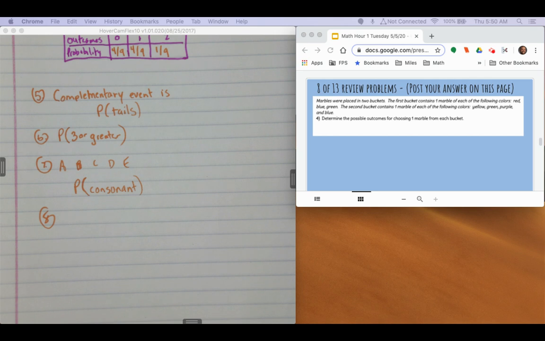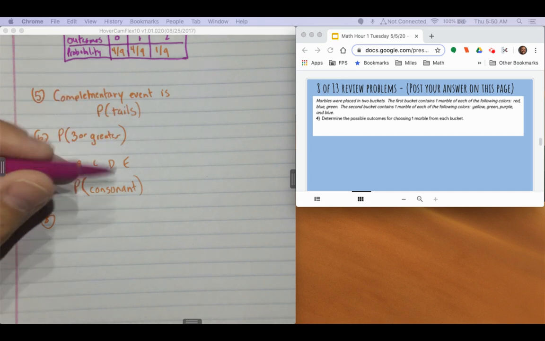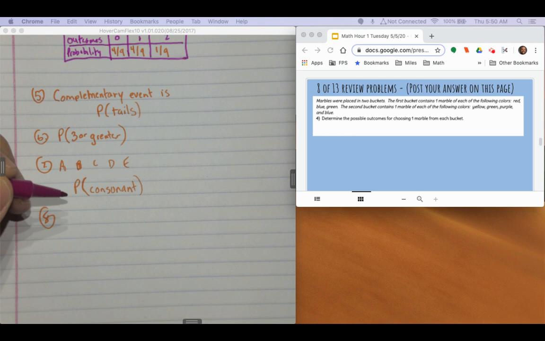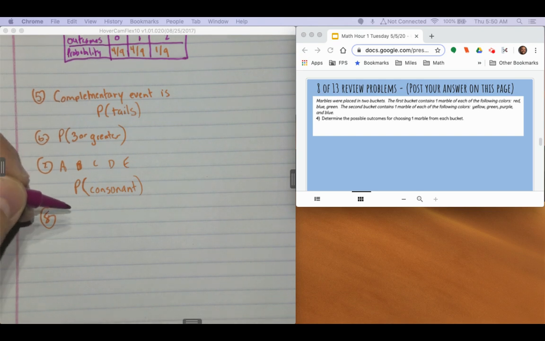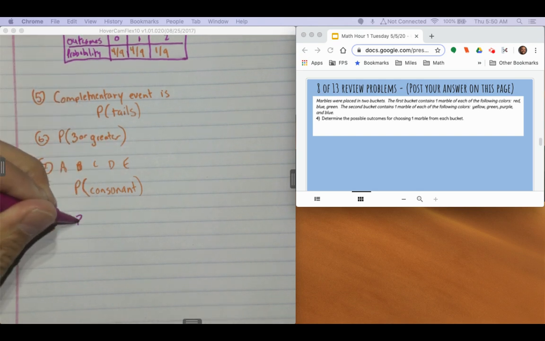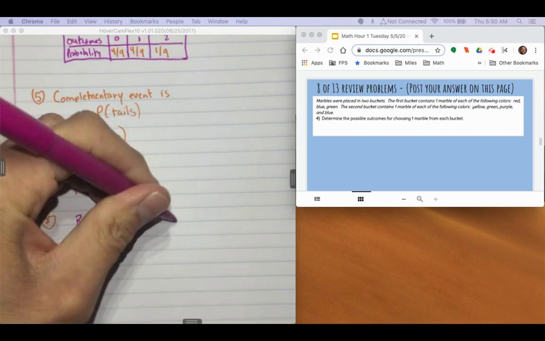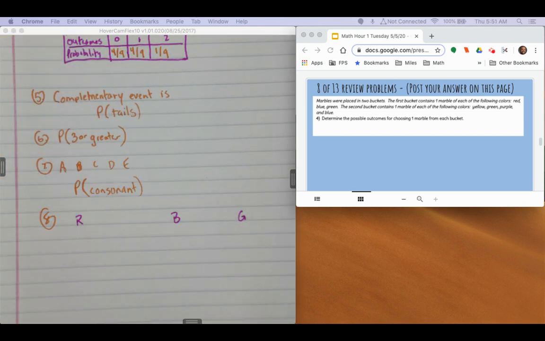All right, number 8's a little longer. Marbles are placed in 2 buckets. The first bucket contains 1 marble of each of the following colors: red, blue, and green. The second bucket contains 1 marble of each of the following colors: yellow, green, purple, and blue. Determine the possible outcomes for choosing 1 marble from each bucket.